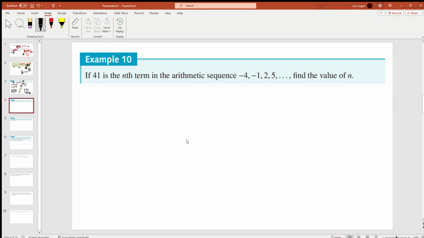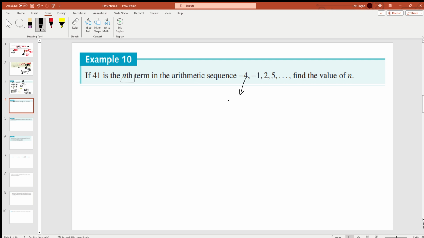So, example 10. If 41 is the nth term in arithmetic sequence given by this, find the value of n. So, what we're asking is, what term is this? Is this like t of 31 or t of 41? So where it is in your sequence. Now it probably won't be one of these ones. I've just chosen them as obscure examples. But that's the question we're asking when they're asking for the nth term. We're trying to work out where it is in our list.